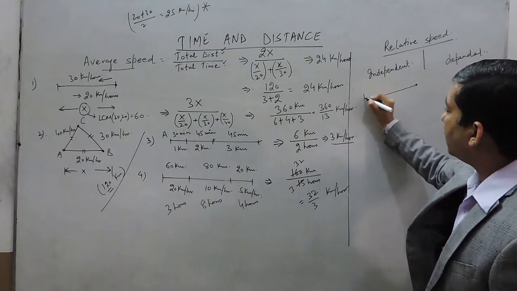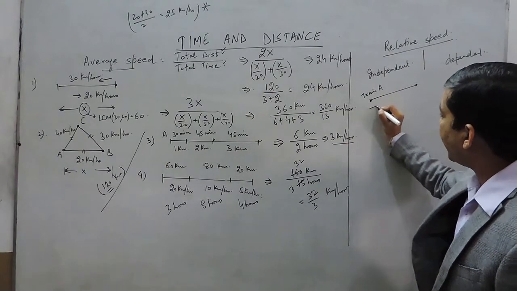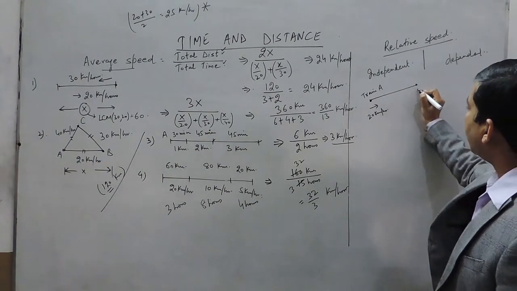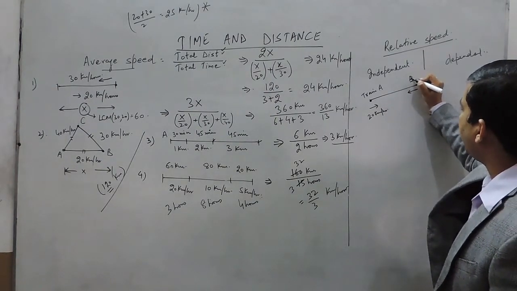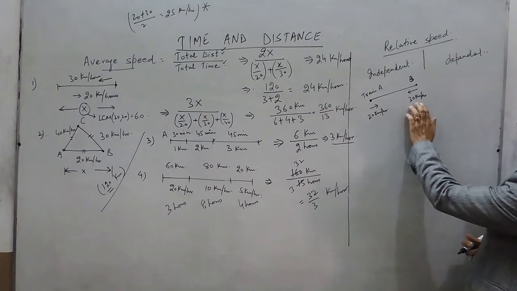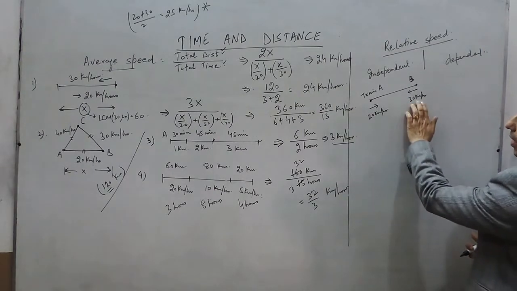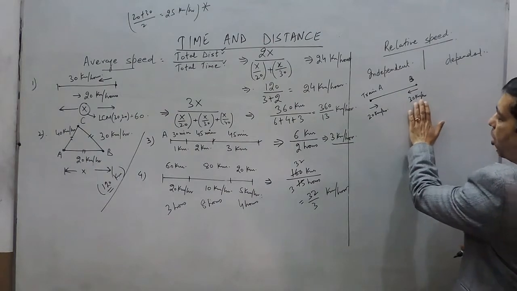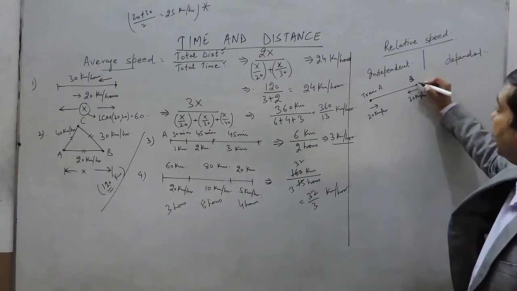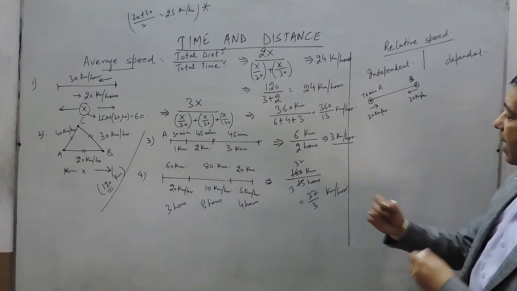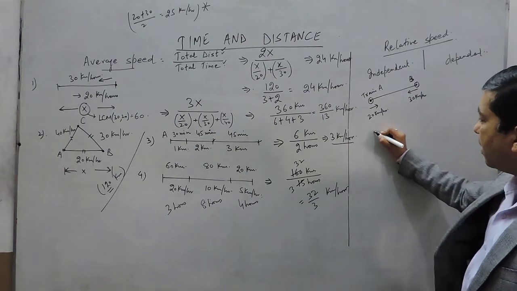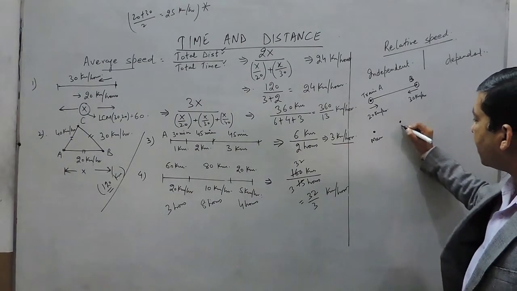Suppose here a train A is going in this direction and the speed is 20 km per hour. Here another train, train B, is going in this direction, and the speed is 30 km per hour. Now if B increases or decreases its speed, this increase or decrease of speed of B will not affect the speed of train A. So these two are independent bodies and they may be traveling either in the same direction or in the opposite direction. Like a man is running after a thief.